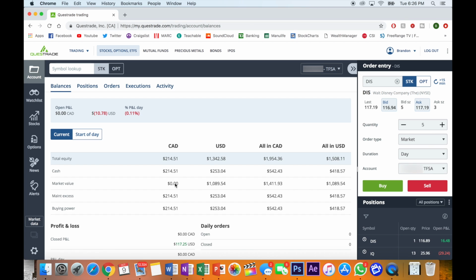Market value, I don't currently own any Canadian stocks in my portfolio. That's why we see the 0 here. I own about $1,000 worth of US stocks. That's what their current market value is, which is the equivalent of about $1,400 after the conversion. Or of course, is the equivalent to $1,089, the same here in USD.